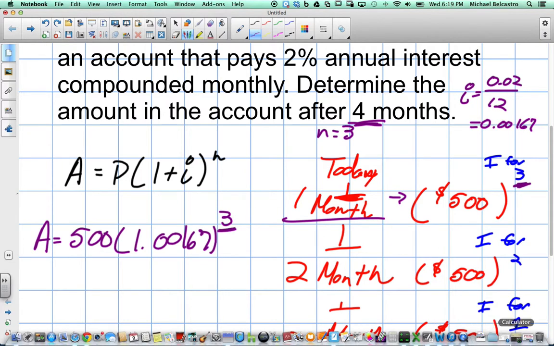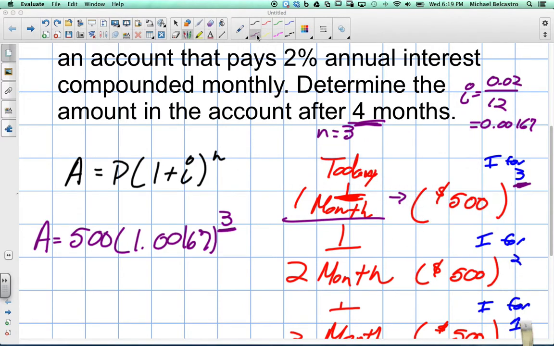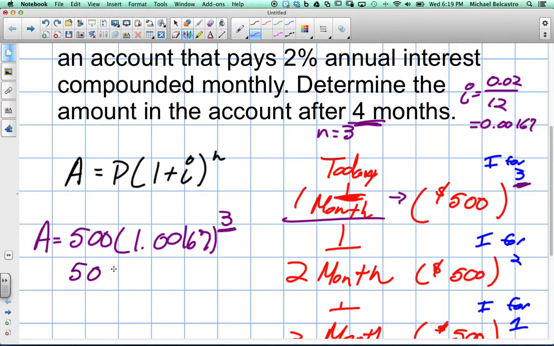So it's actually going to be a lot less money here. So 500 times 1.00167 to the power of 3. So 502.50. Okay? So that's the first one.